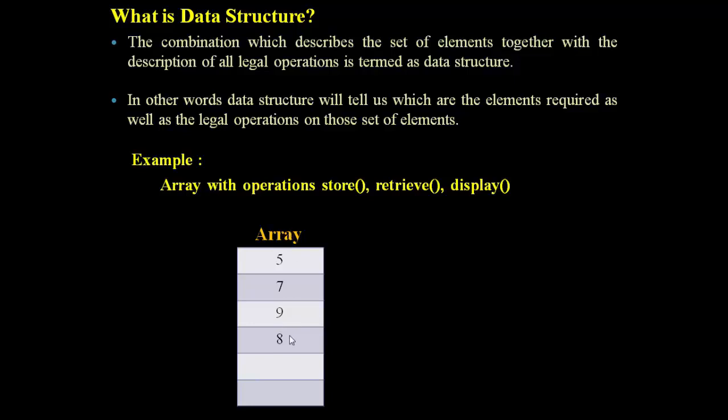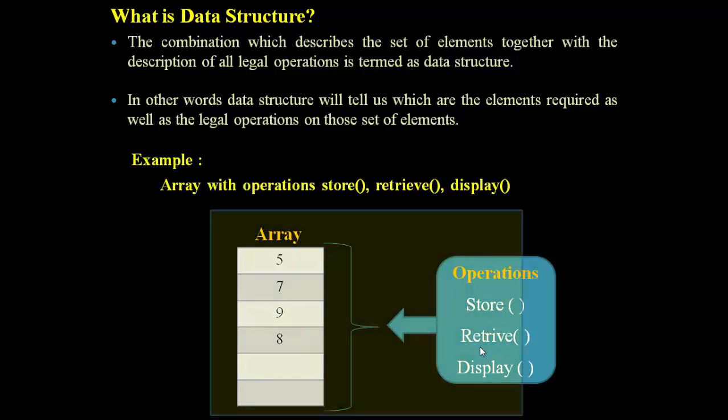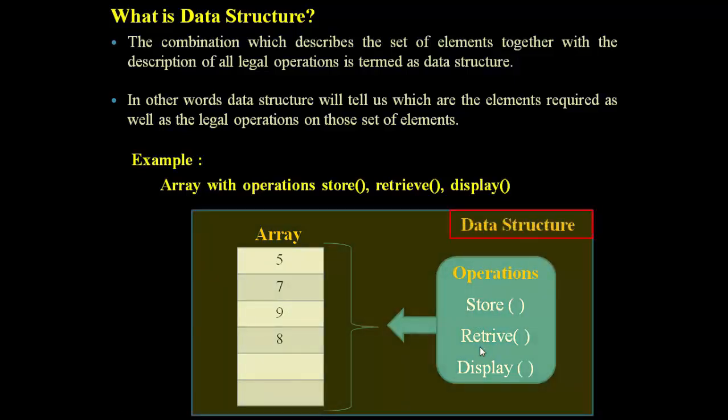In that we can store a list of elements, and we have a list of operations that can be performed on that array, like store, to store the data inside the array, retrieve, to retrieve data from the array, and display, to display all the values available inside the array. This list of operations are the legal operations that can be performed on that array. The combination of both the list of elements and legal operations is known as a data structure. So this is the simple definition of data structure.